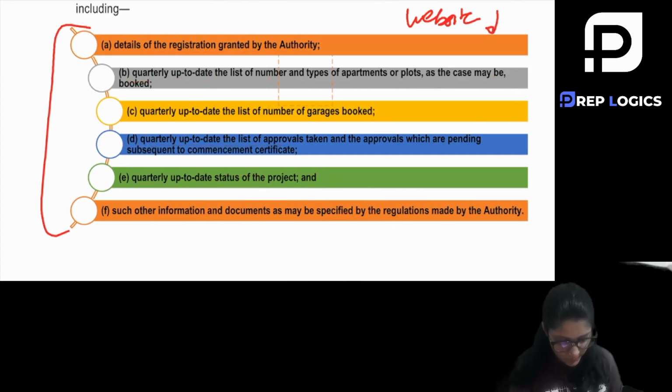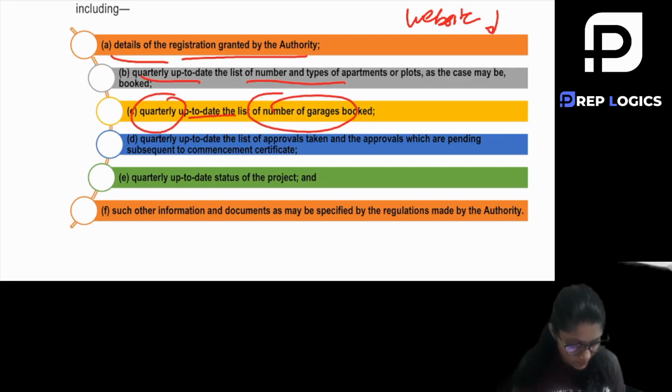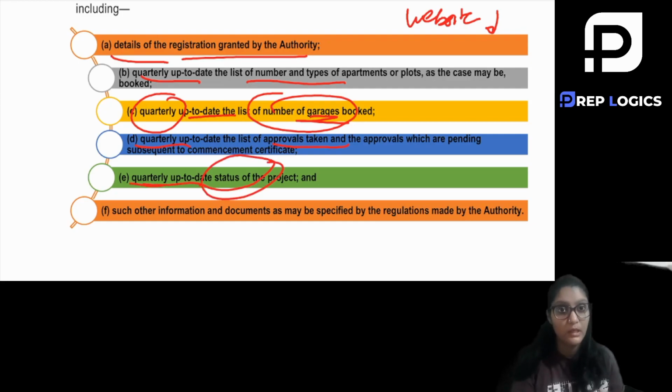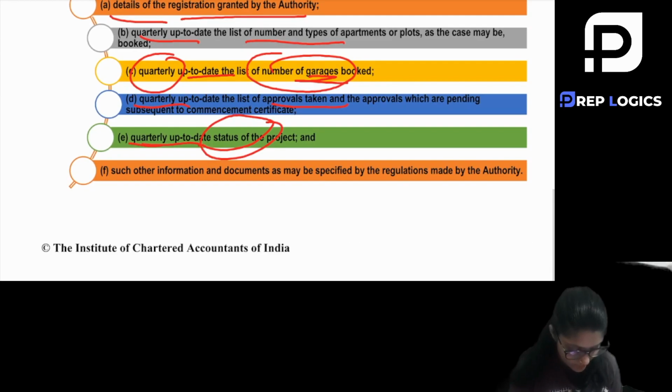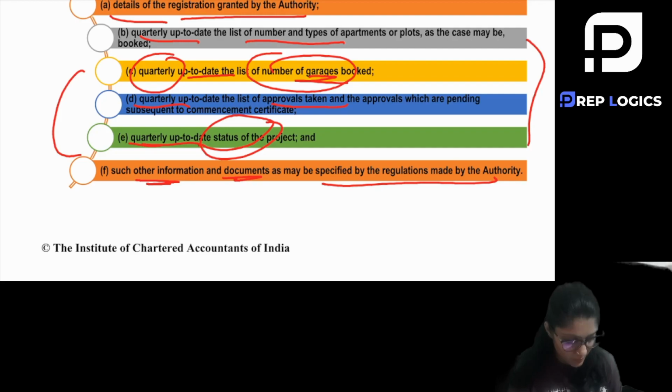What he needs to update on the website is the detail of registration granted by the authority, quarterly. Update the type of apartments and plots he is making, quarterly. Update the number of garages booked, quarterly. Update the approvals it has taken, quarterly. Update the status of the project, that okay, now 70% has been completed, now 80% has been completed, now only 10% has been completed, likewise, and other information in documents specified by the authority. All this information he needs to update on the website.